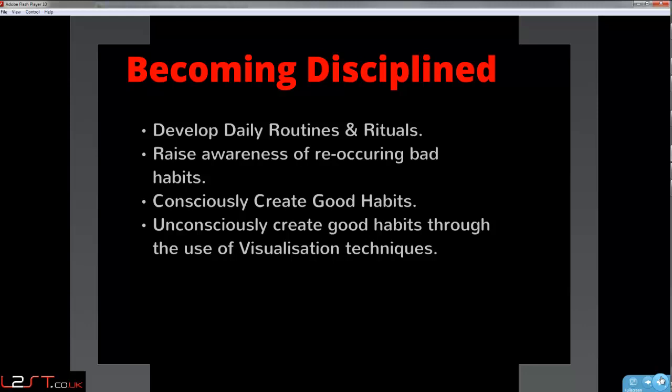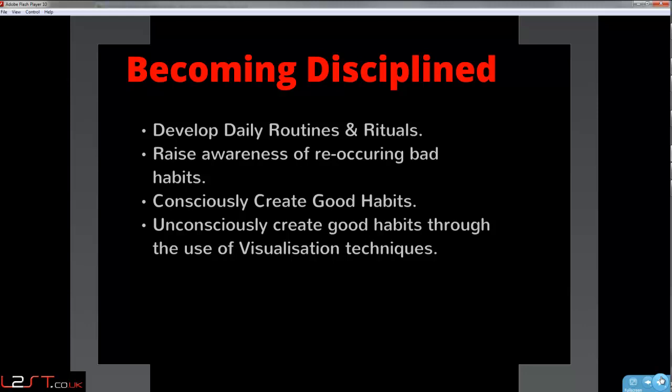Consciously create good habits. So recognize, by raising your awareness, when you are performing bad habits. Start to recognize when things are being done that shouldn't be done. Now, a lot of the time it can be difficult to change bad habits that are unconscious habits through conscious effort. And this is when you start to do more mind work, and you might start using some of the other techniques that I'm going to share.